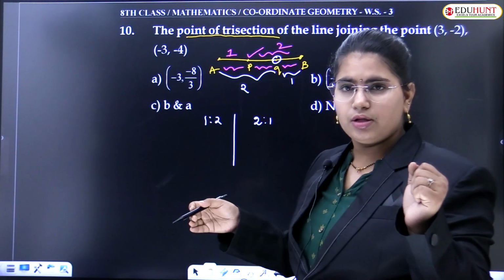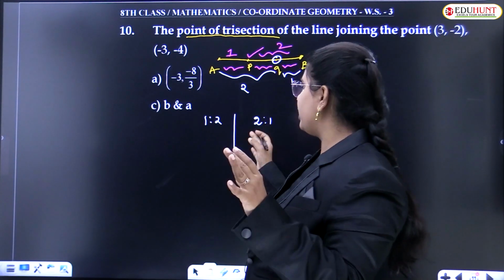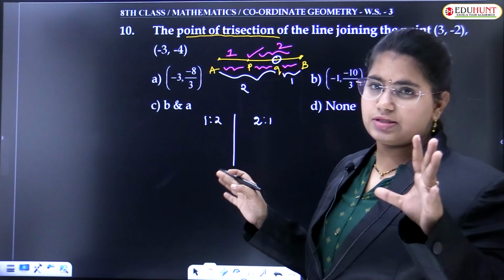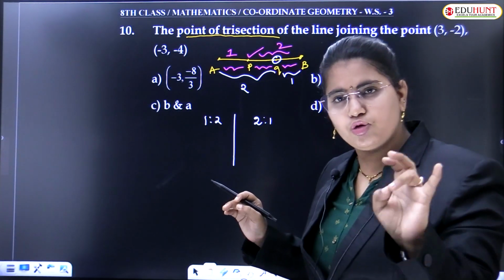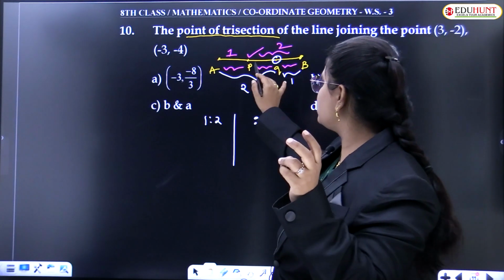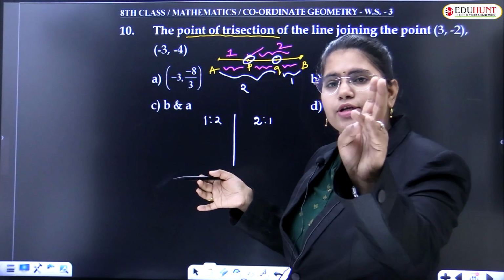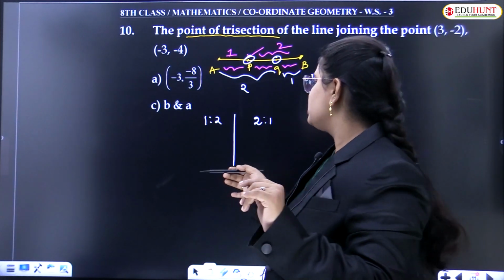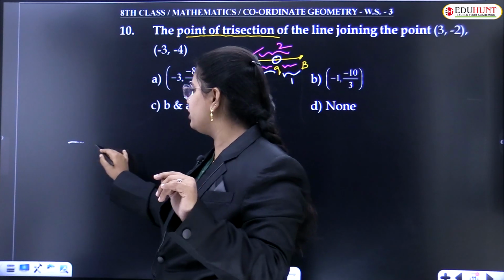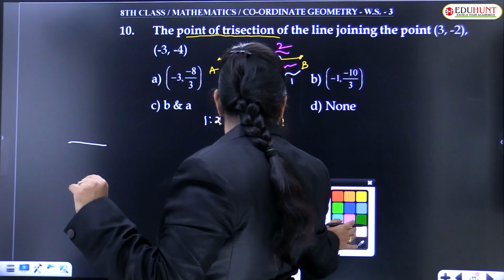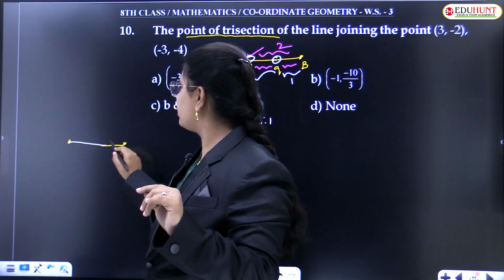Did you understand? Yes. So now what I am going to do is, I need to find the particular points of trisection, which means I need to find point P as well as point Q. Those are nothing but points of trisection, right? So let us solve the problem. I'll represent the diagram in different cases.